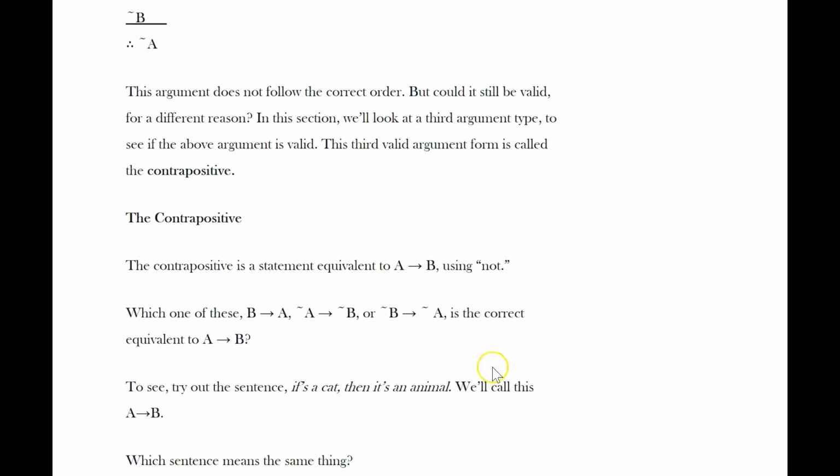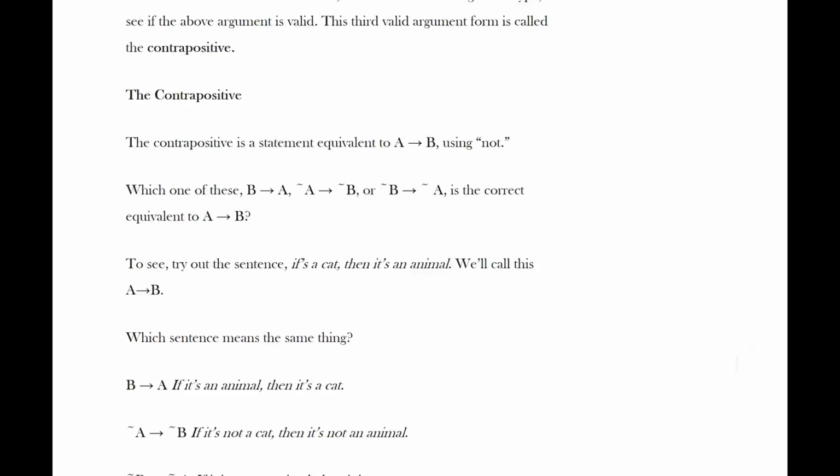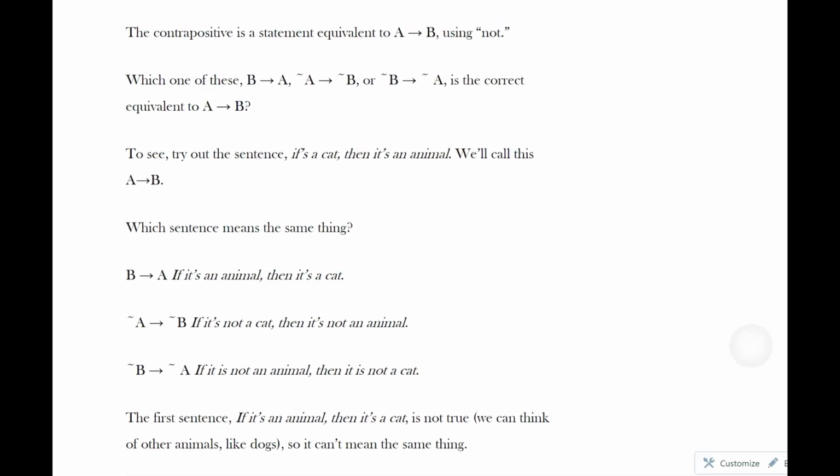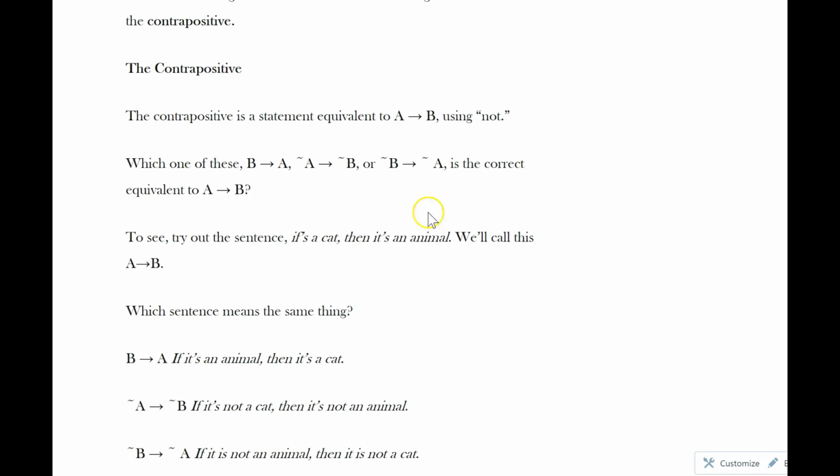So the contrapositive is an equivalent statement, a statement that means the same thing, has the same truth value as A arrow B, if A then B, but uses not. So I want you to try out these sentences to see which of these sentences means the same thing as A arrow B, if A then B. So we're going to call this, if it's a cat, then it's an animal, just to get an example. So A arrow B is, A is cat, B is animal. If it's a cat, then it's an animal.